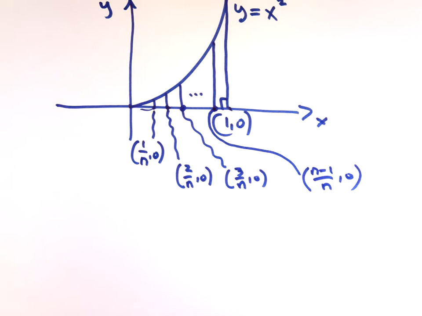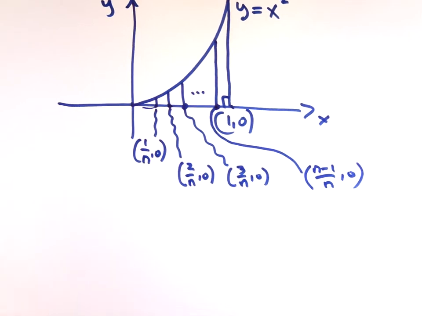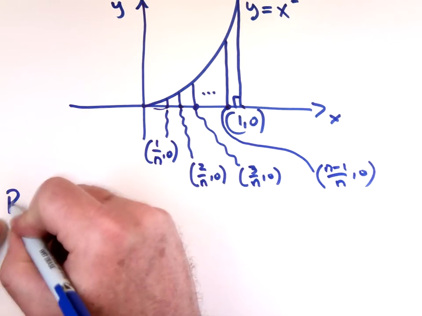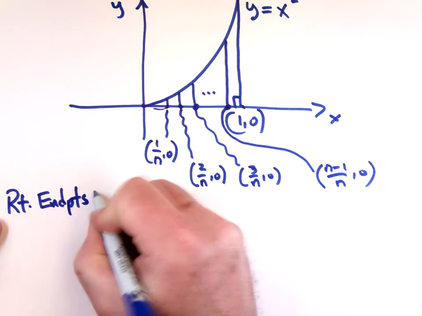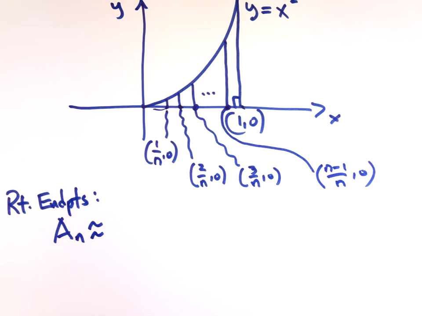Okay. All right. Let's do the area in terms of right endpoints, in terms of these n rectangles. In terms of right endpoints, n of them, I'm going to have this approximation. First of all, what's the width of every one of those rectangles? 1 over n. I'm going to factor that out.